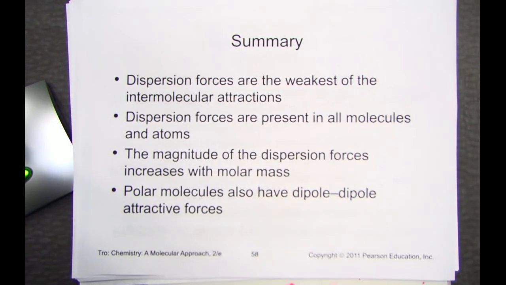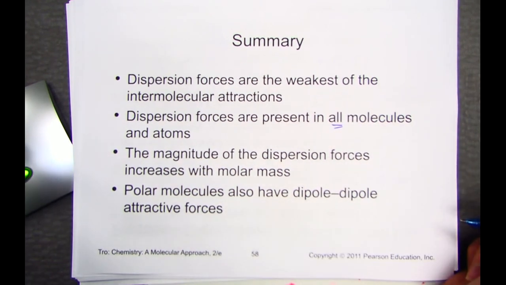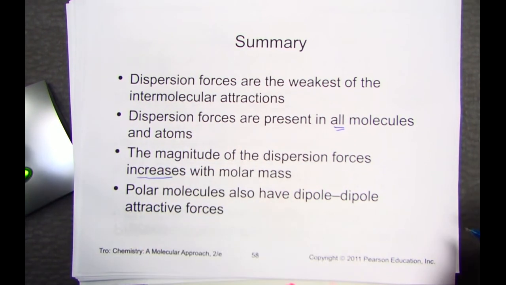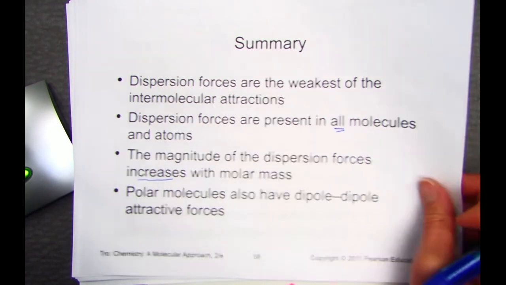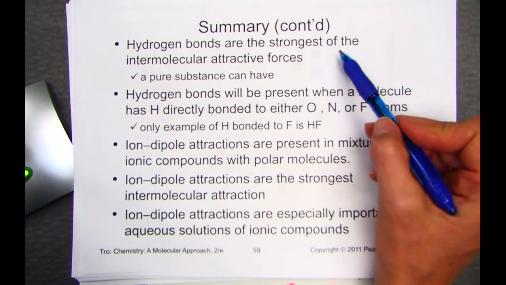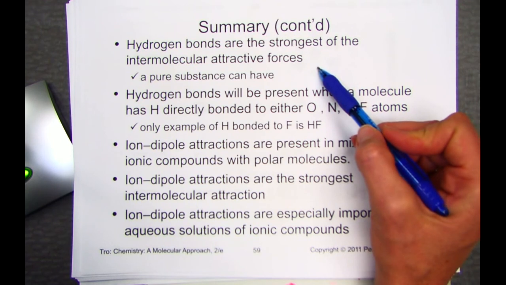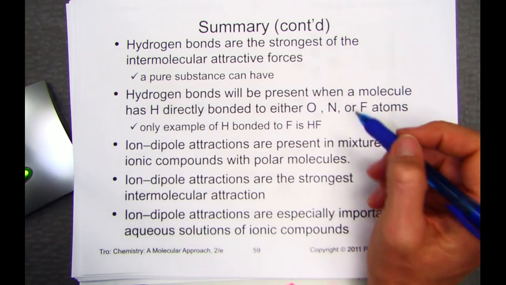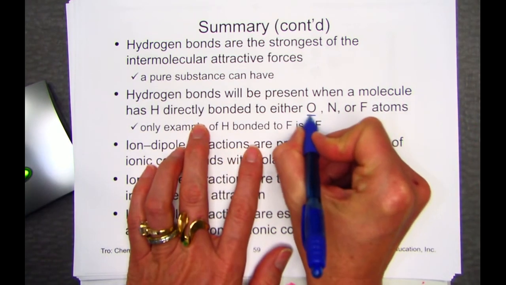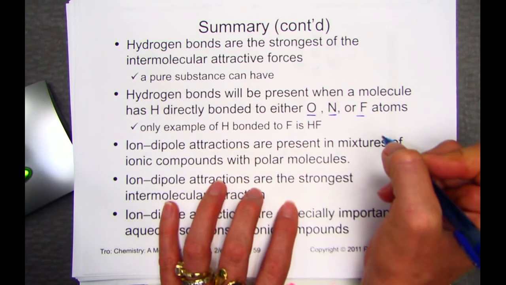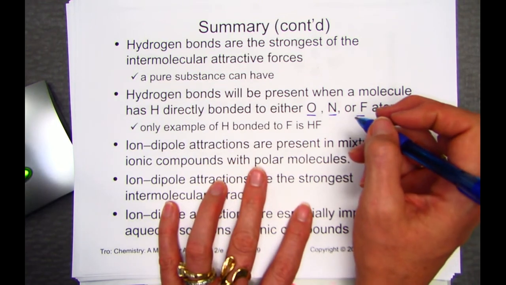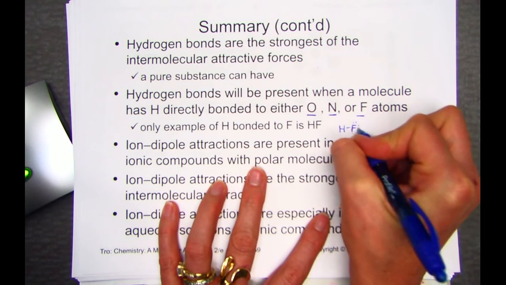So in summary, dispersion forces are the weakest of intermolecular attractions. Dispersion forces are present in all molecules. The magnitude of the dispersion forces increases with molar mass. Polar molecules also have dipole-dipole attractive forces. Hydrogen bonds are present when a molecule has hydrogen directly bonded to an oxygen, nitrogen, or a fluorine. The only example of hydrogen bonded to fluorine is HF, hydrogen fluoride.